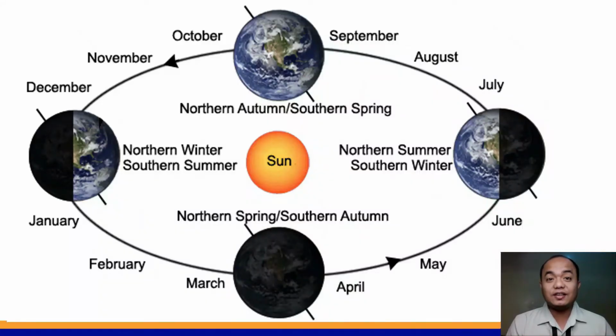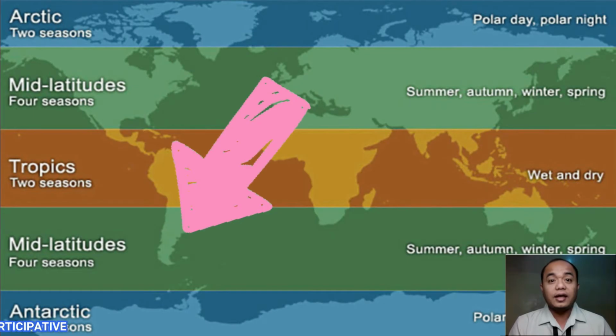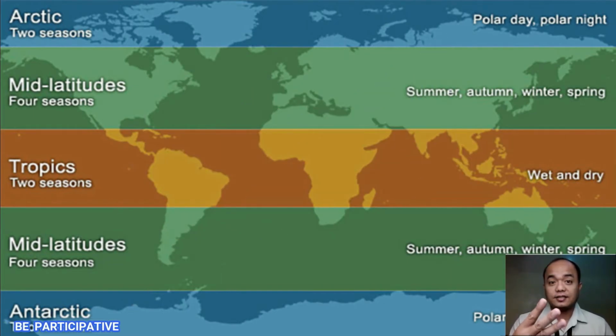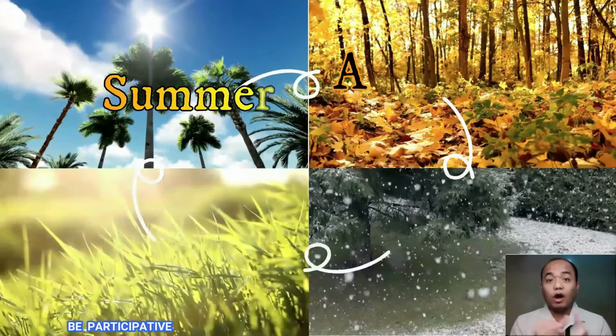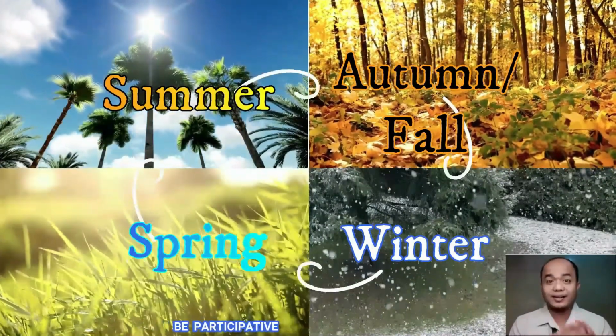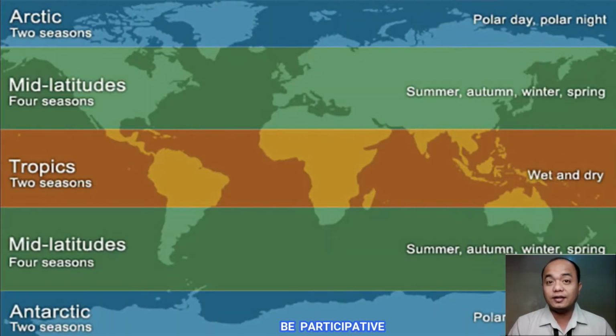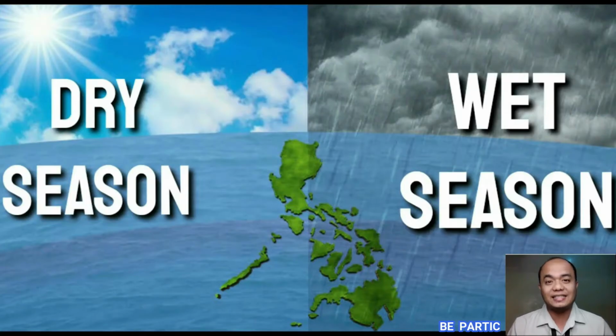The change of season is one of the evidences that Earth is really revolving around the sun. And there are countries here on Earth, especially those countries located at the middle latitude, they experience 4 seasons. We have summer, we have autumn or fall, we have winter, and we have spring. But here in the Philippines, we only experience 2 types of season. Can you still remember what are those? Very good. In the Philippines, we have only dry and wet seasons.